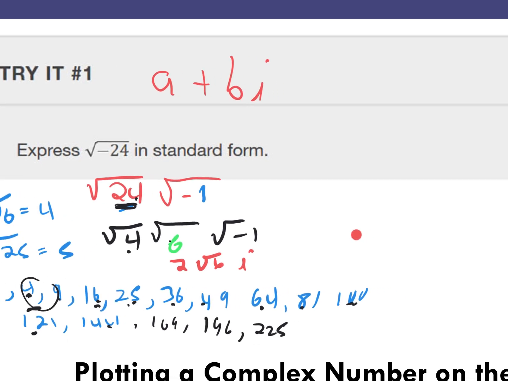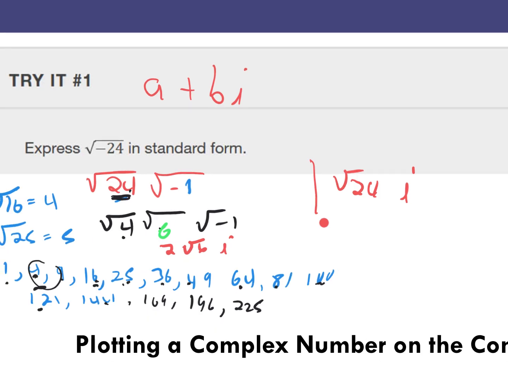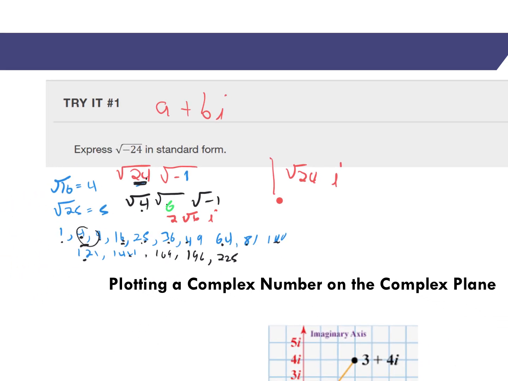Now, what if somebody has said, "Sir, can I just leave it as square root of 24i?" Yes, it's the right answer. It's just not simplified. Simplified means that you have the smallest square root possible in there. Would I give you some credit? Yeah, I would. But you guys can do better. Okay, let's move on.